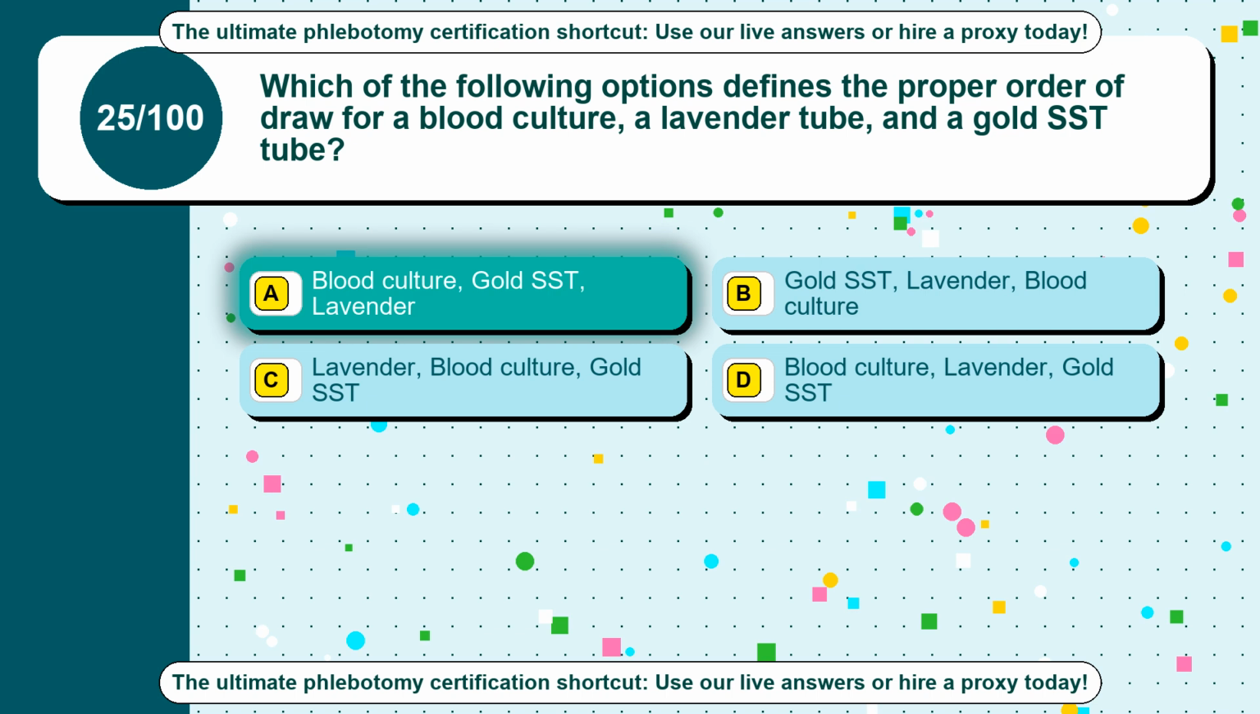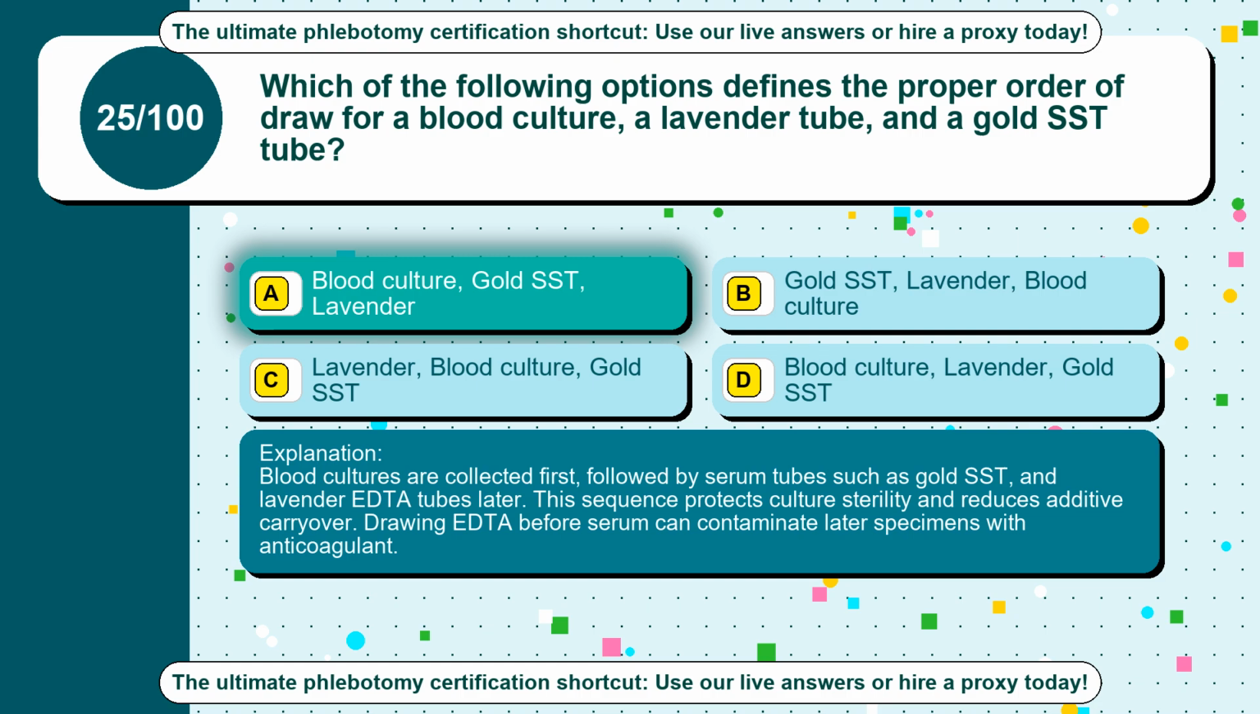The correct answer is option A, blood culture, gold SST, lavender. Blood cultures are collected first, followed by serum tubes such as gold SST, and lavender EDTA tubes later. This sequence protects culture sterility and reduces additive carryover. Drawing EDTA before serum can contaminate later specimens with anticoagulant.